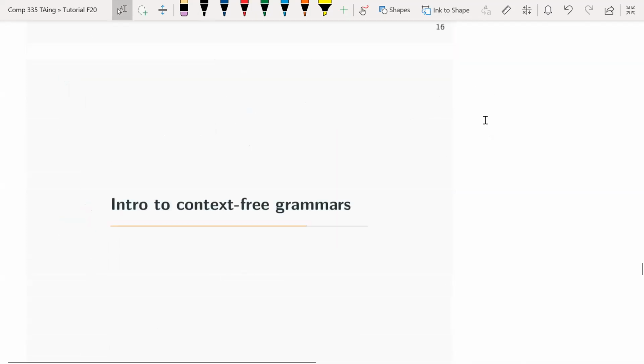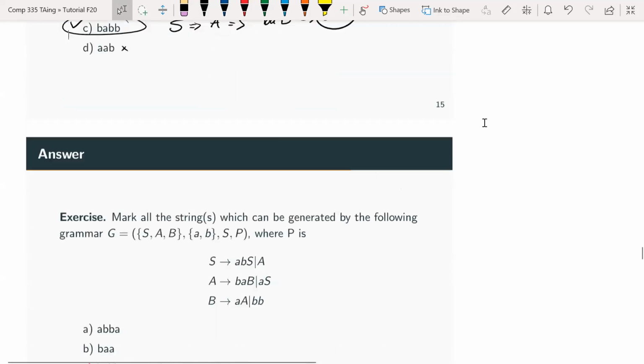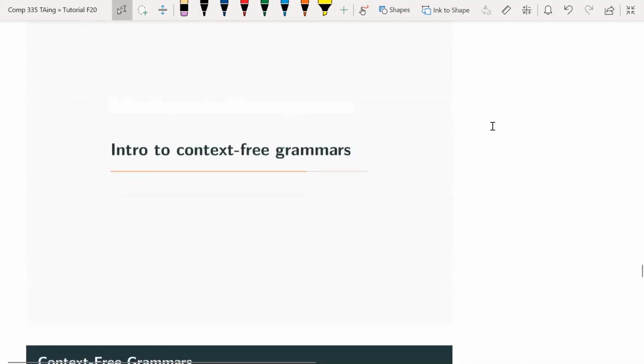So those were the exercises on reviewing the generation of strings. I hope that's clear. The last part of this tutorial is going to be about context-free grammars. It's going to be a very light and gentle introduction because some of you may not have seen this yet in the lecture, and I don't want to distract you too much from the core material of the midterm.